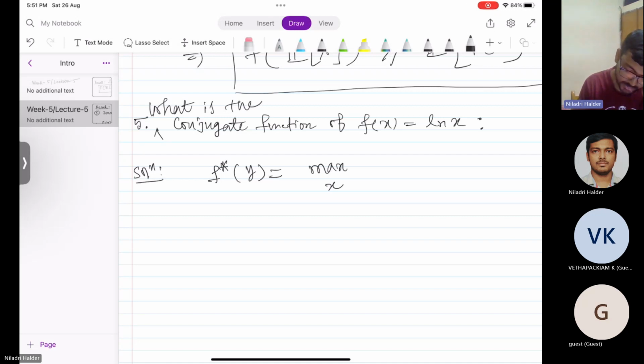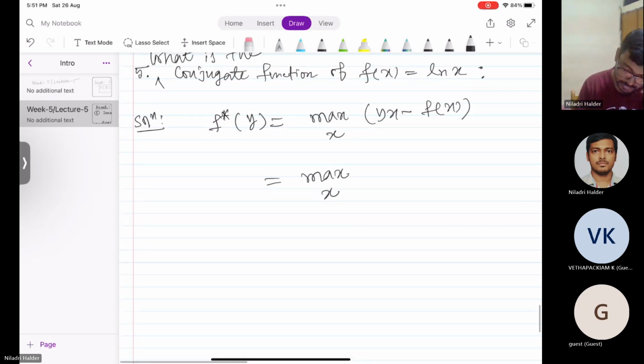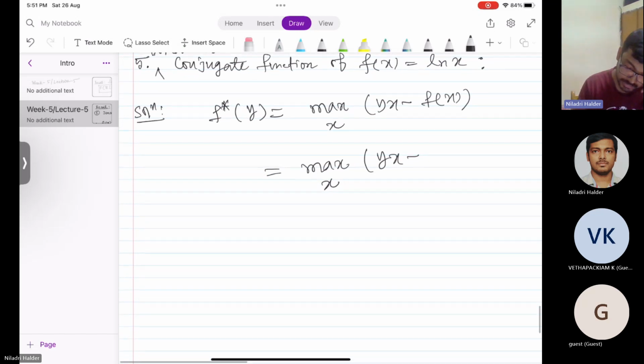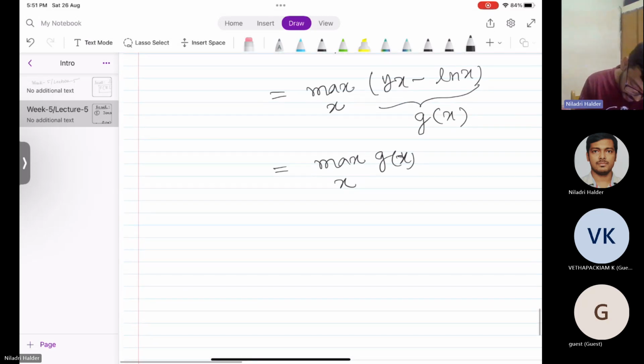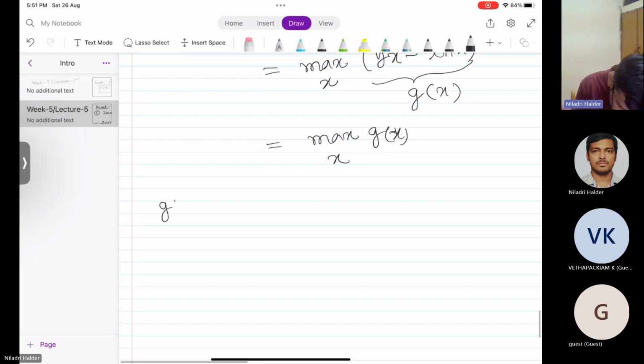So maximum with respect to x, yx minus f of x is equal to maximum with respect to x, yx minus ln x. Okay. Now suppose this is another g of x. Now max of x, so we need to find out the maximum of g of x. Okay. So how to find out? Then we need to show that g dash x equal to 0. It's a common thing.